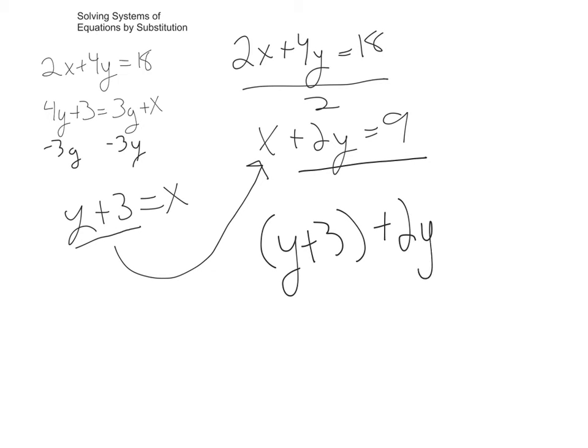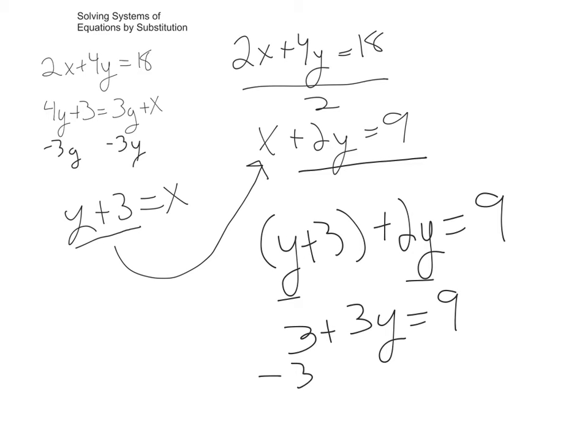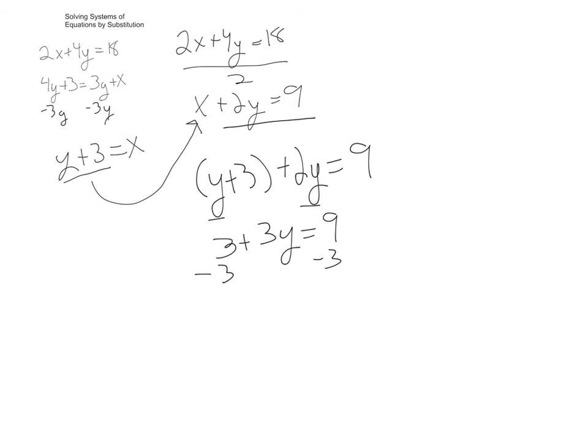Plus 2y equals 9. Notice now we have one equation and one variable, so we can solve. We don't really need these parentheses anymore. We can get rid of them, and we can combine our y's. Here we have y, and here we have y. So we can rewrite this as 3 plus 3y equals 9. Subtract 3 from both sides. You get 3y equals 6, divide by 3, divide by 3, y equals 2.